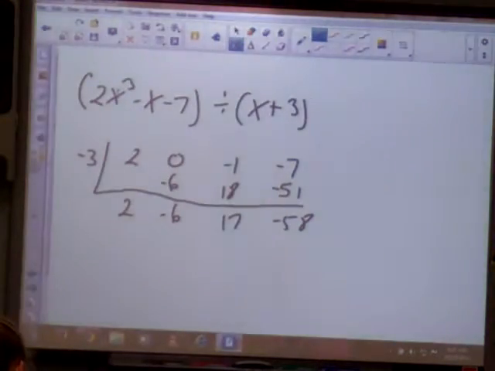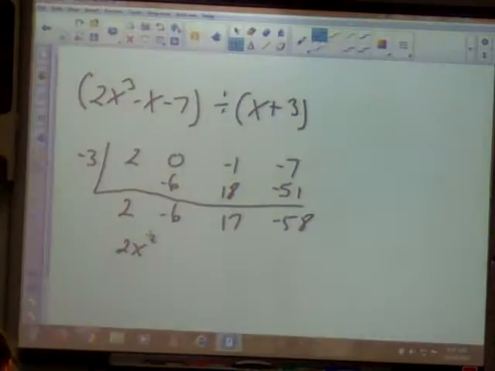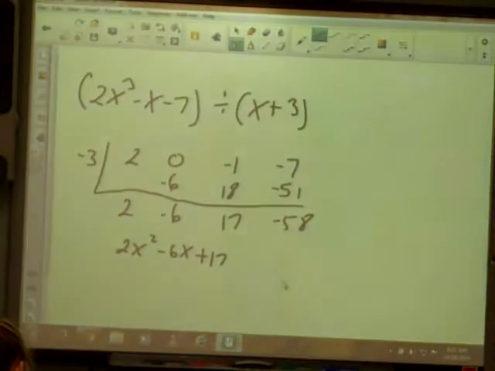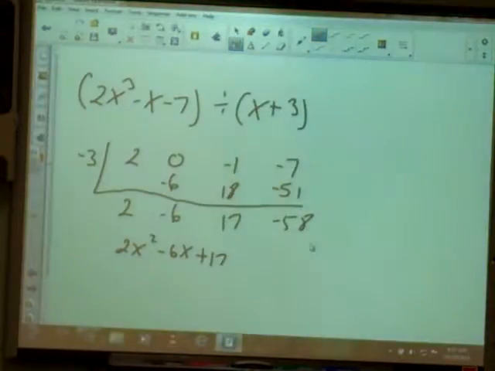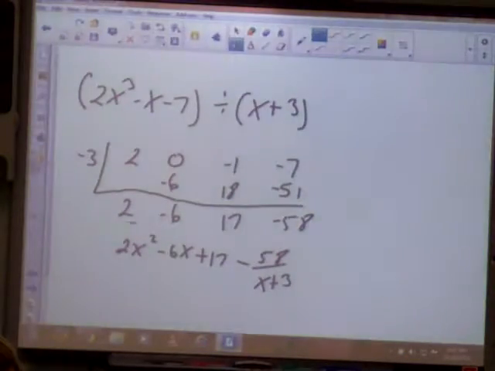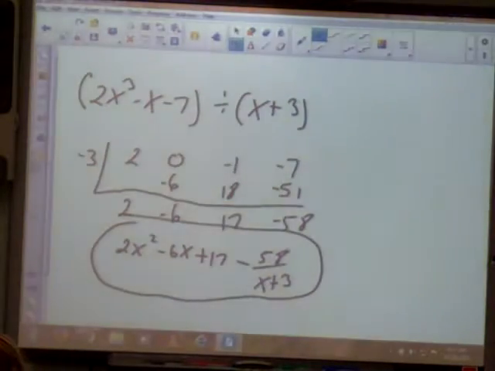So this started off as 2x cubed, which means my 2 is going to be a 2x squared minus 6x plus 17. Now I'm going to do something a little bit different this time. I've been always writing my remainder as plus, and I could still do that. I could write plus negative 58 over x plus 3. That's the same. Plus a negative is the same as just minus, isn't it? Don't change it if you wrote it the other way. It's still the same. Just want you to see there's other ways of writing stuff. Plus minus is the same as just minus, right? Mm-hmm. So you could write that either way.